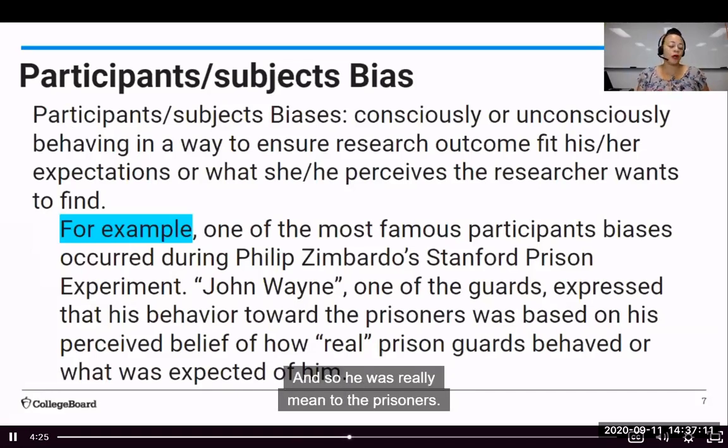And so he was really mean to the prisoners. He did some really horrific things that were appalling, which you'll find out later on when we look at the social psych unit. And when asked later on in the debriefing why he did it, he said, well, this is how real guards act. And I wanted to make sure that Zimbardo's study went the way he planned. That is participant bias. Okay, so how do we get around participant bias?